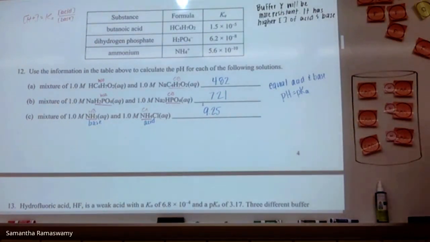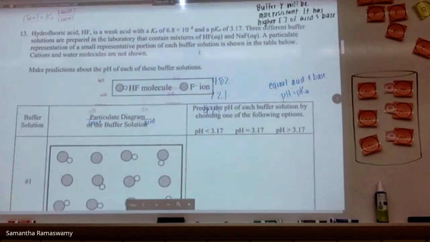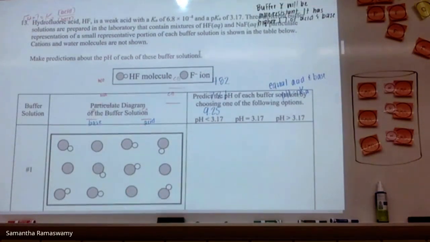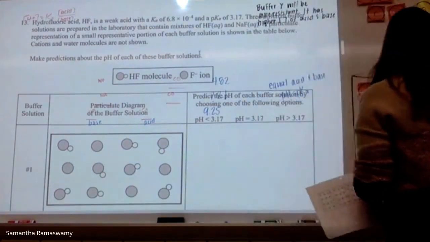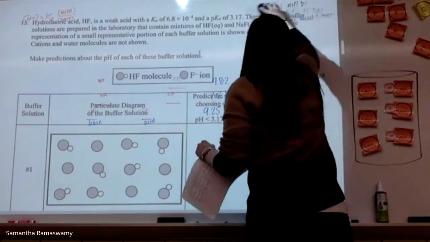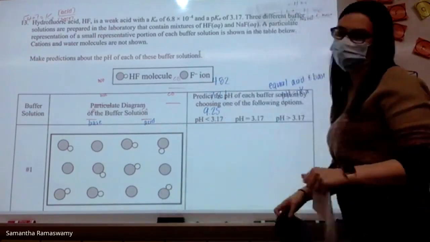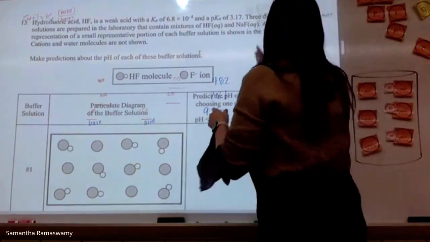All right, so the very last question. This is looking at particle diagrams, and this will probably go fairly quickly. For this, up at the top, it says hydrofluoric acid, HF, is a weak acid with a Ka of 6.8 times 10 to the negative 4th and a pKa of 3.17. So they are already giving us the Ka and the pKa. They already did that negative log calculation for us.